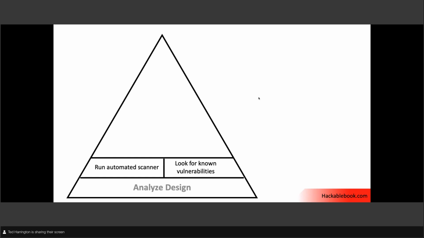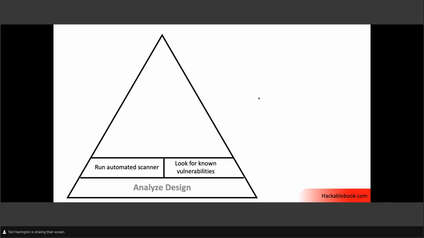Now, on this same level is this idea of looking for known vulnerabilities. Known vulnerabilities are things that commonly impact other systems. You might be familiar with something like OWASP Top 10. The OWASP Top 10 is a listing of the most common vulnerabilities that impact web applications. And it's a really, really great resource. And it's a great resource not just for security professionals, but for attackers too, right?